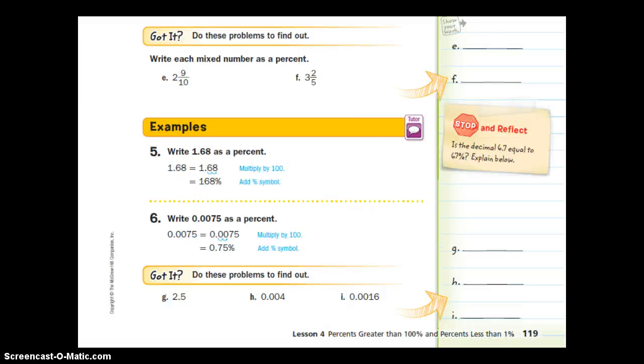All right, in example number 5, we want to write 1.68 as a percent. So let's go ahead and write our little catchphrase over here. To go from a decimal to the percent, it's 2 to the right. So we just do 2 bunny hops. 1, 2, and we get 168%.